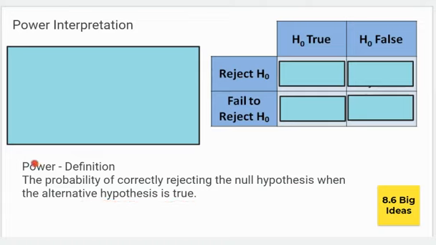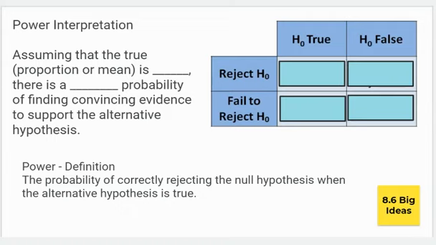Now, a couple little things. Most of the time, you will not know what the power of the test is, but sometimes they will give you in a question the power of the test. But the definition is the probability of correctly rejecting the null hypothesis when the alternative hypothesis is true. So now, if we were to interpret the power of the test, we would want to say it like this.